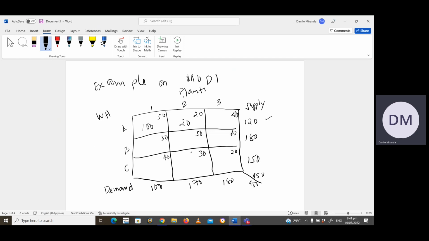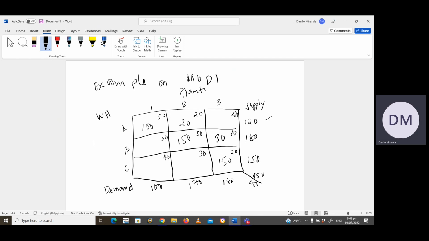170 minus 20 is 150. So, okay na ang 170. Then to the right, you still have 30 here. 30, and then 180 minus 30 is 150. So, this is the case where supply is equal to demand. This is our stepping stone. In fact, we improve that using the stepping stone, and we will see the same with MODI.